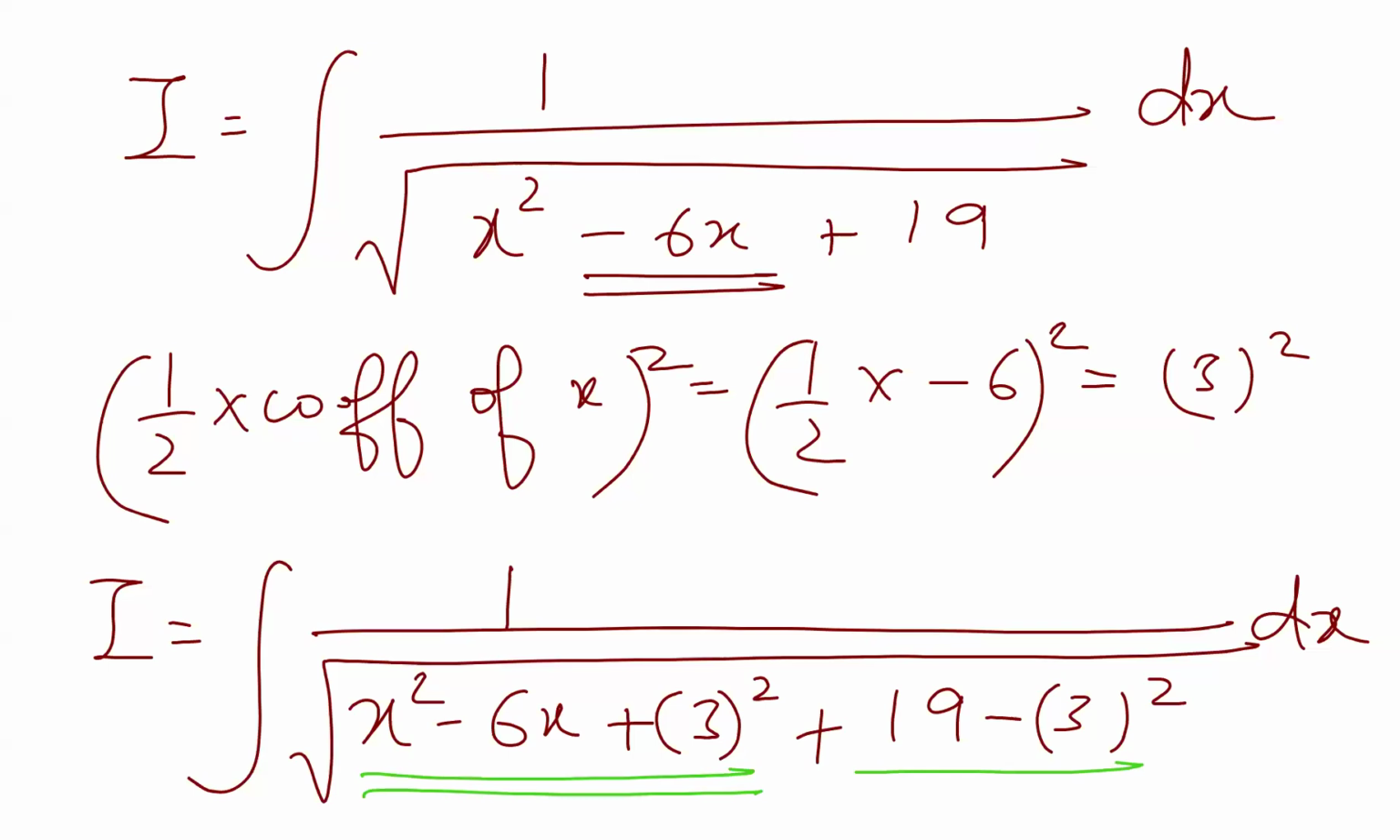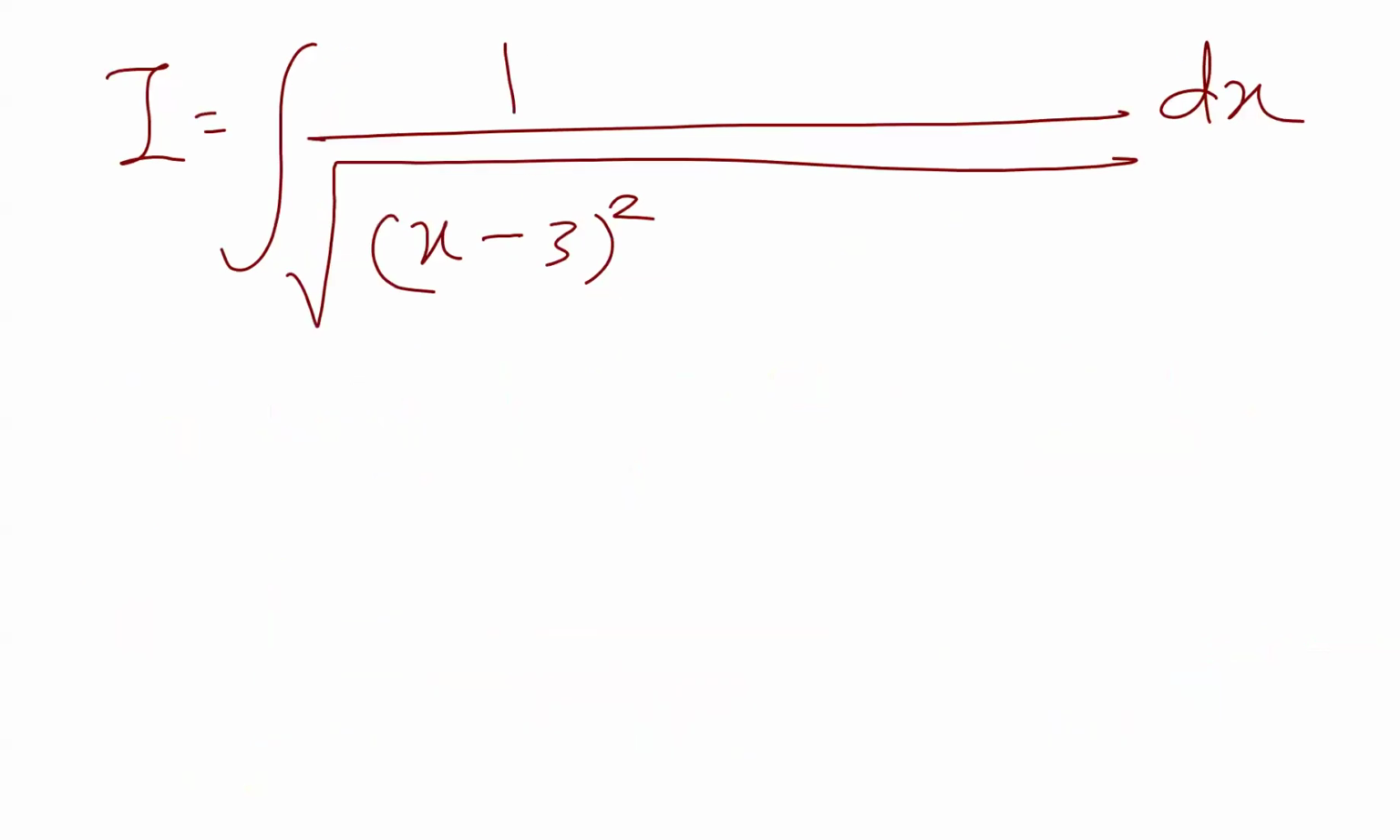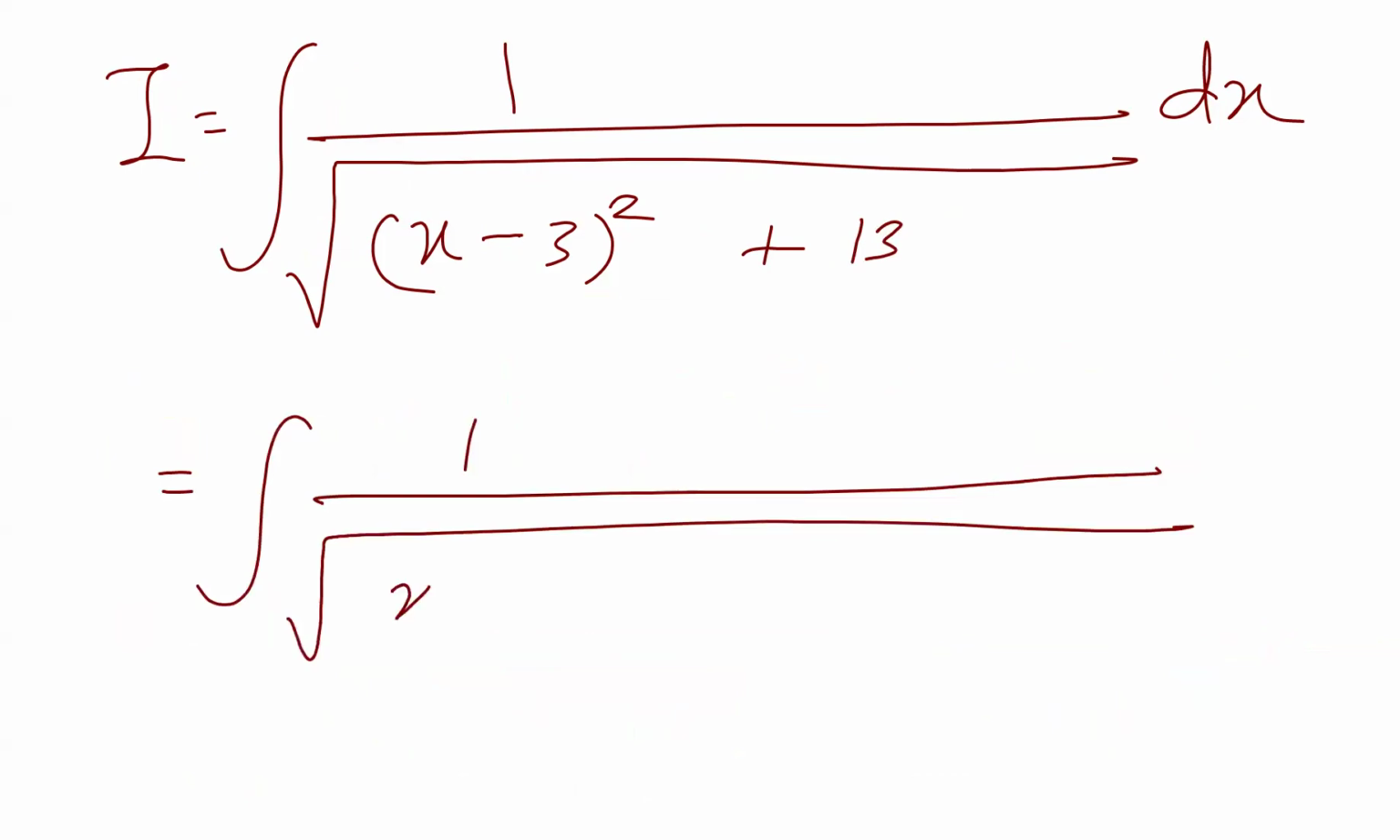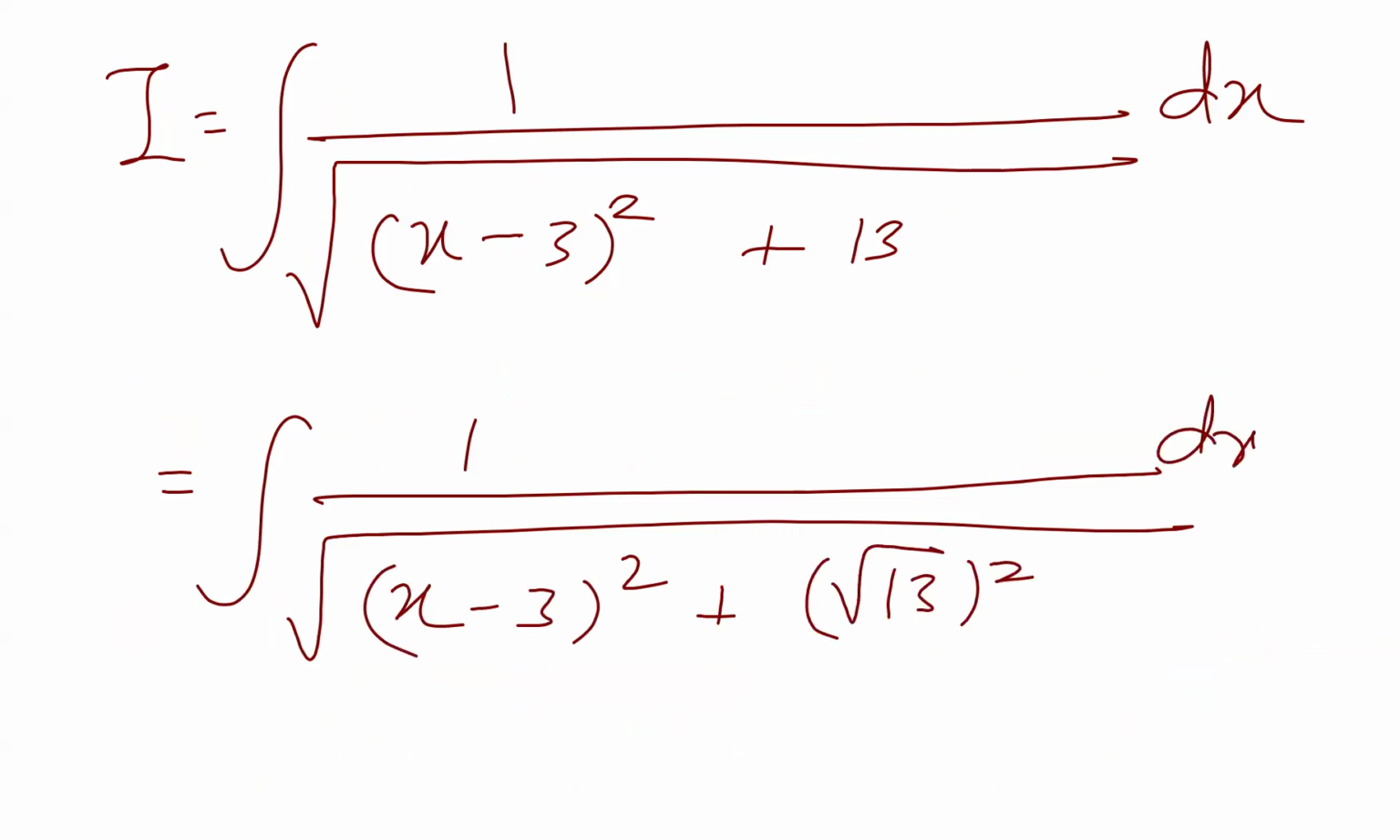Plus 19 minus 6. 19 minus 6 is plus 13, so I'll just write plus 13 over here. Now 13 is not a perfect square, so we'll express it as a perfect square, root 13 the whole square. So this is x and this is a.